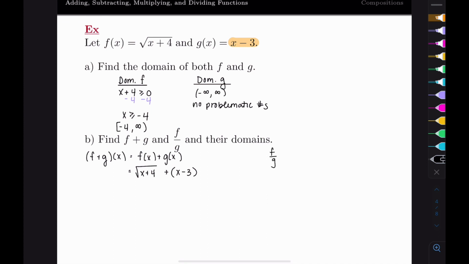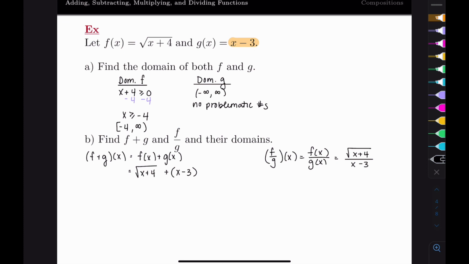And exactly the same thing applies when we're dealing with division. We just take f of x and divide by g of x. This is the square root of x plus 4 divided by x minus 3. I cannot simplify this at all. It is stuck in this form. Okay, I can't magically multiply by anything to make things go away. This is where it has to stay.